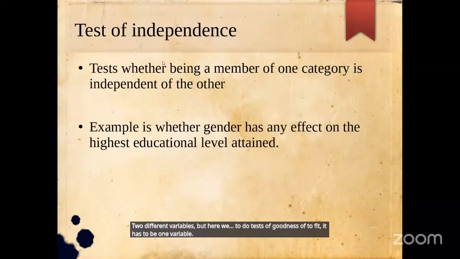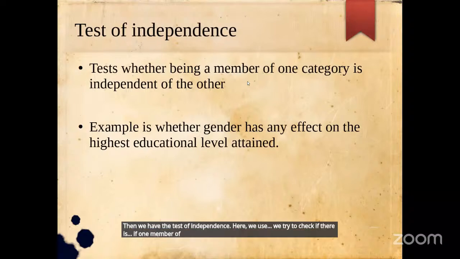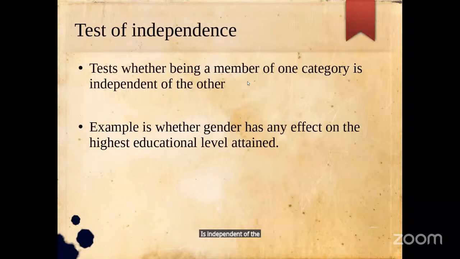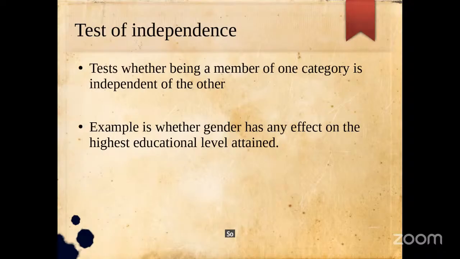Then we have the test of independence. Here we try to check if one category is independent of the other. Just like the example that we went through, we talked about whether gender has any effect on the highest education level attained. So here the purpose is to see if both categories are truly independent from each other.